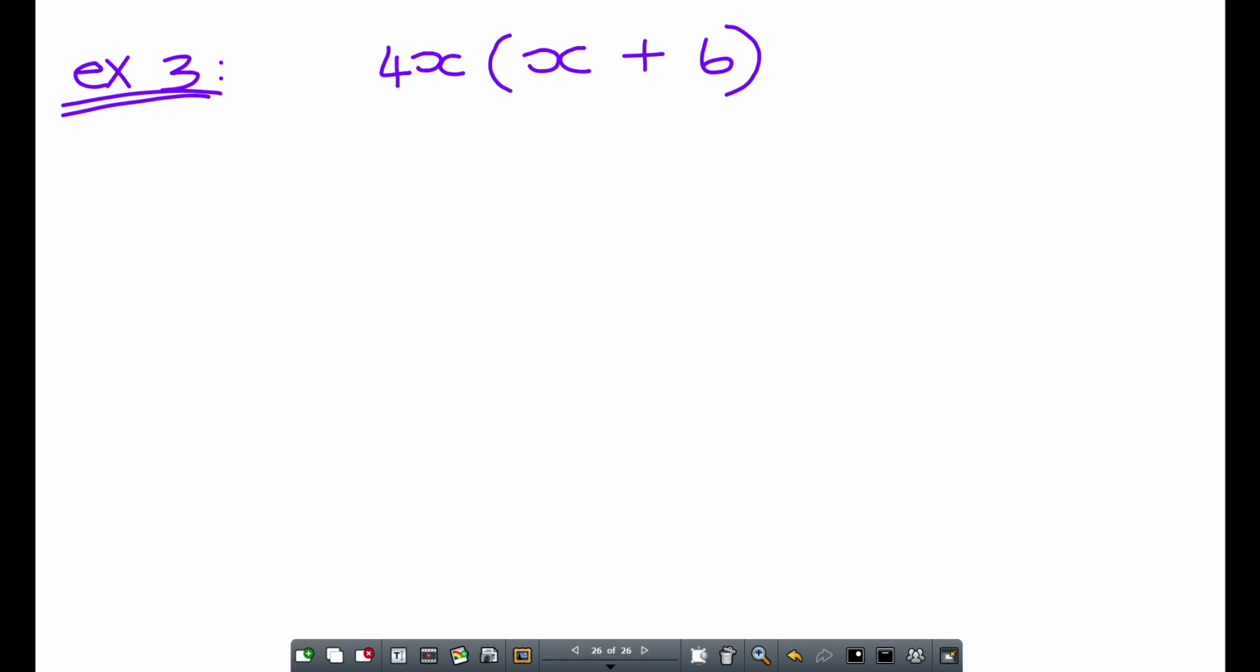Okay, so what we're going to do is, think of the previous example. We said, whatever's written in front of the bracket must be multiplied with everything inside that bracket, meaning the 4x must be multiplied with x, and the 4x must also be multiplied with the 6. Okay, you guys fine? Right, so 4x times x.